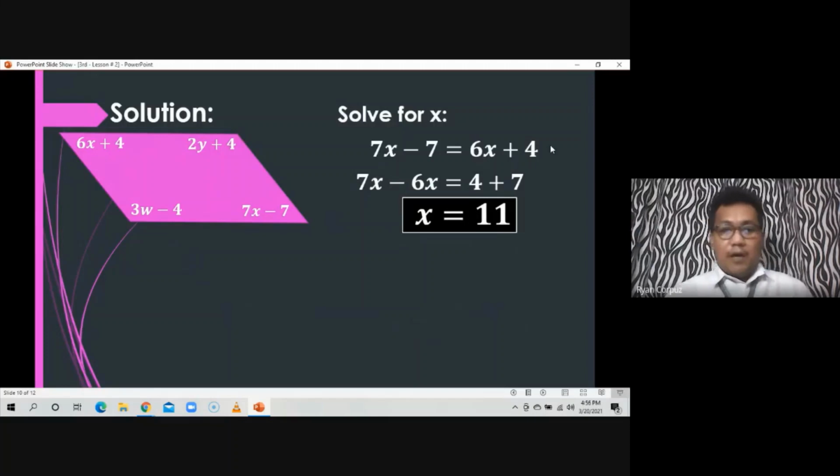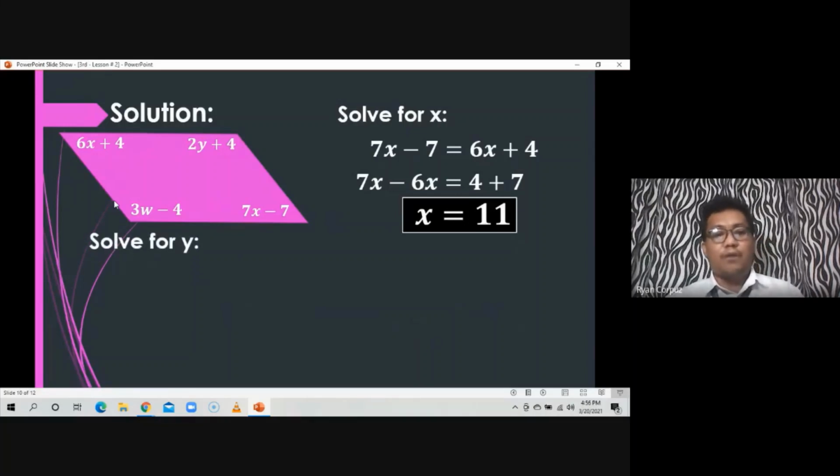Now, pwede mo na ngayong gamitin yung 11 to find out the measure of these two angles. So, x ay 11, so 7 times 11, 77 minus 7, that would be 70 degrees. So that means this angle measures 70 degrees. So kung 70 degrees to, yung katapat ng angle is also 70 degrees. Diba? Masunod tayo.